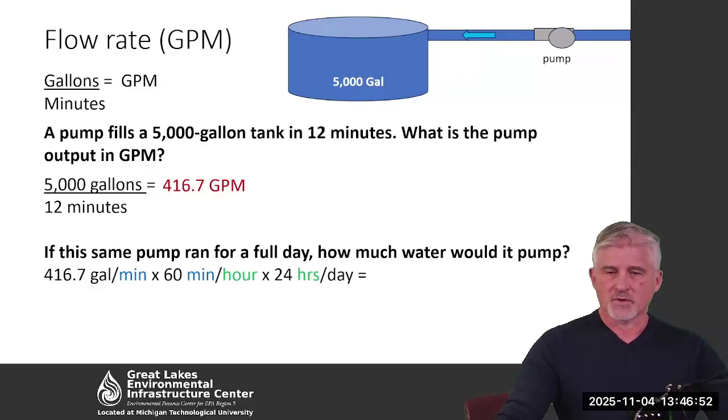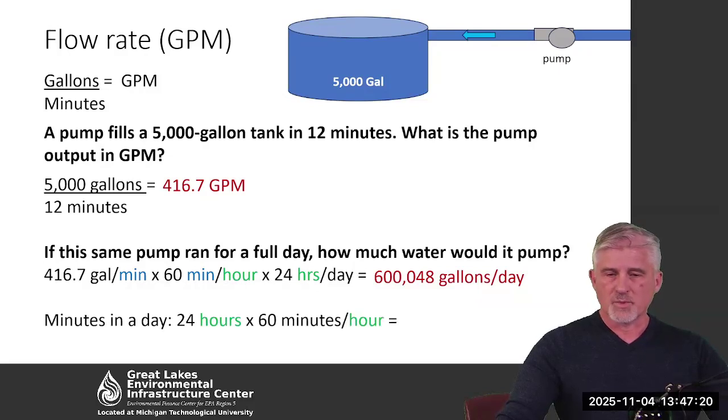So if we take our 416.7 gallons a minute, we multiply it by 60 minutes an hour, and then we multiply that by 24 hours in a day, we're going to cancel out our minutes, we're going to cancel out our hours, and we're going to be left with a number that is in gallons per day. That's what we want, right? How many gallons in an entire day? So we multiply that out and we get just over 600,000 gallons in a day.